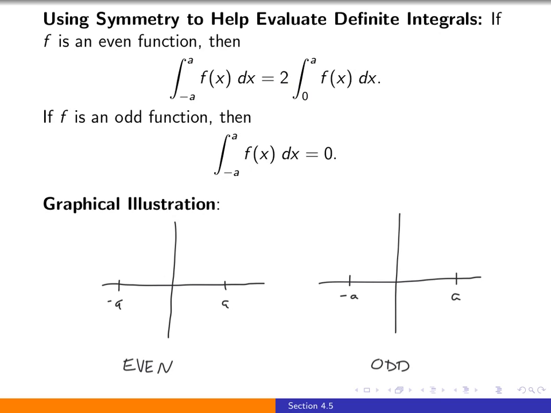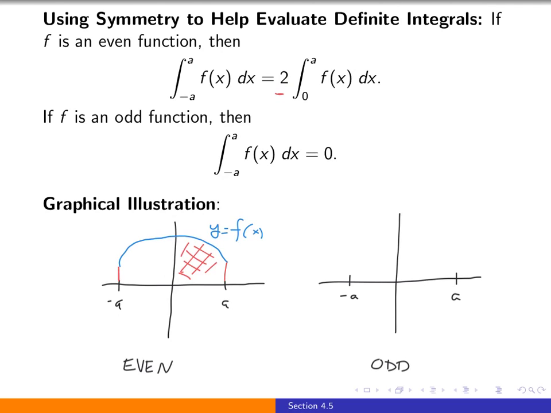An even function is symmetric about the y-axis, which means it's a reflection of itself about the y-axis. So a typical graph of an even function might be something like this. And if you look at the area enclosed underneath this graph, the entire area, because it's a reflection of itself, is going to be twice what happens from 0 to a, which is where this 2 comes from.